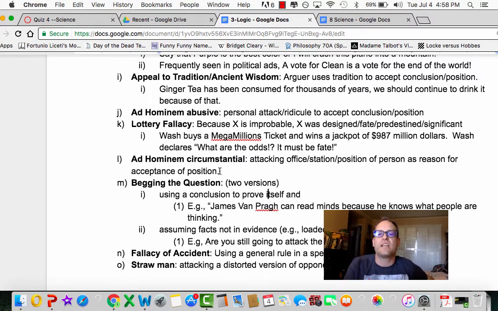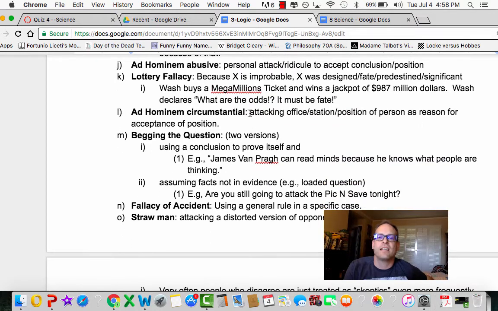Ad hominem circumstantial. This is an example of the genetic fallacy that we covered earlier, but it's basically when you attack a position on the basis that it comes from a certain person or a certain place. An example would be, oh, don't believe so-and-so, he's a priest, of course he's going to say that. Well, just because someone is a priest doesn't mean that what they say is false. You'd have to look at the merits.